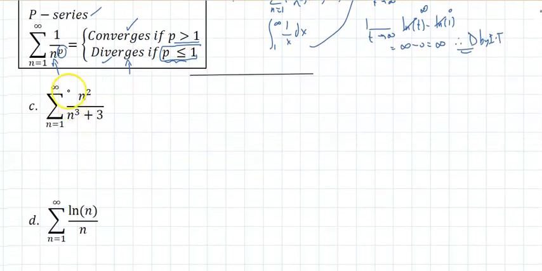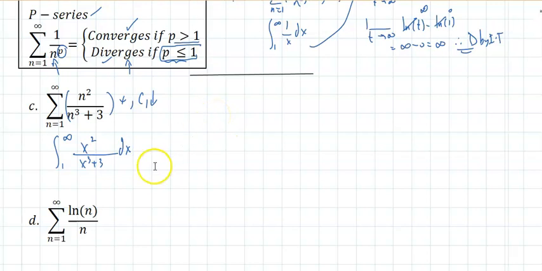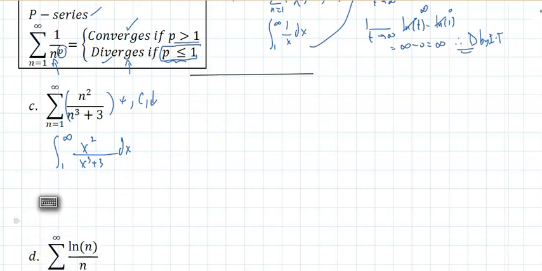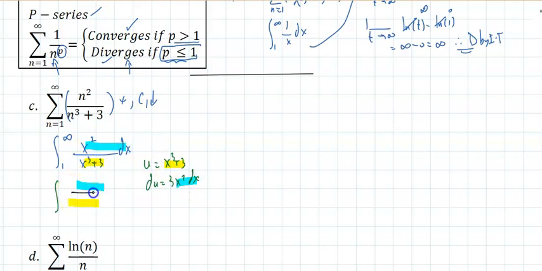How about here? Well, the same deal. You would say that's positive, continuous, and decreasing. So I'm looking at the integral from 1 to infinity of x squared over x cubed plus 3 dx. So here, I would let u equal x cubed plus 3. du is 3x squared dx. And by now, hopefully we're comfortable with this. There's my u, and there is my du. So a u is right there, and a du with a 1/3.